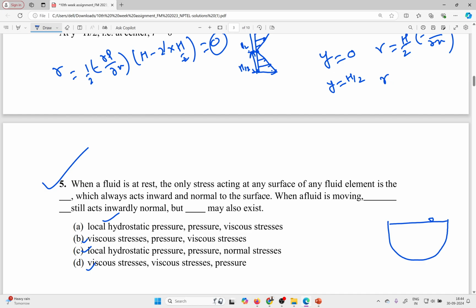When a fluid is moving, if I now consider a channel, and fluid is moving in this direction, this is the cross-sectional area. Let us suppose it is rectangular. At section A, if this is rectangular and water is flowing up to that much, here water is moving, this is not. So, filling the blanks, pressure is still acting inward normal, but whether viscous stress, whether normal stress, whether pressure, which should exist?